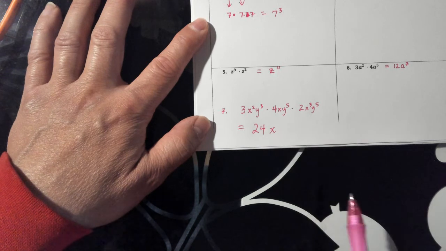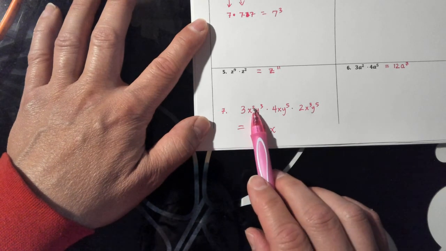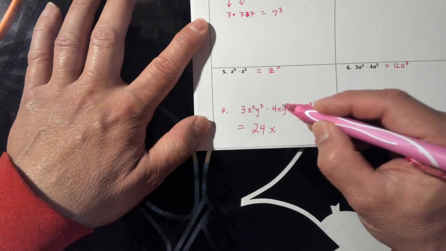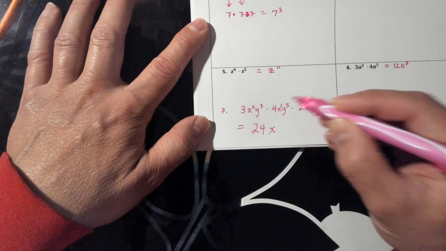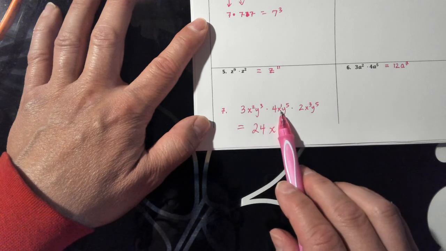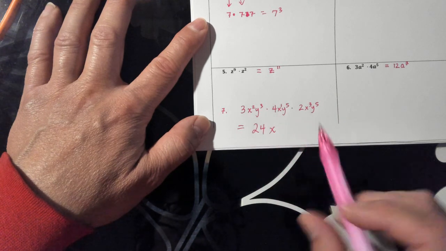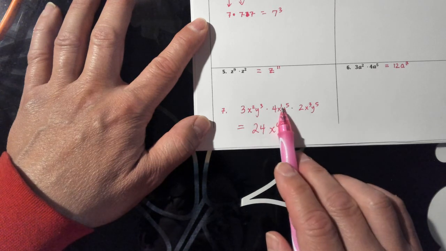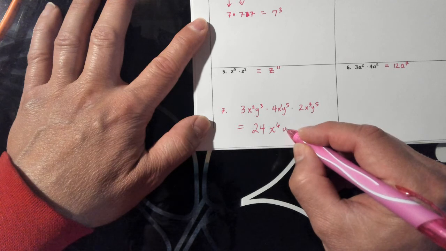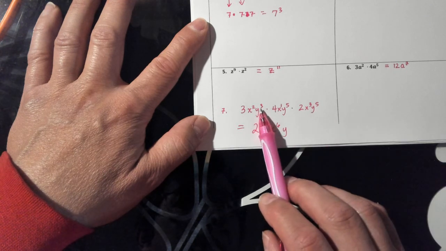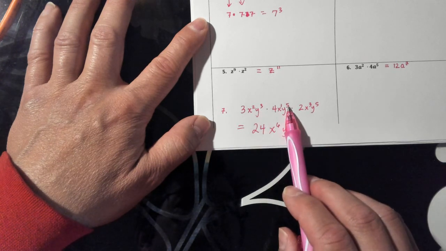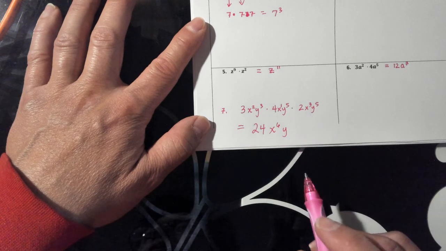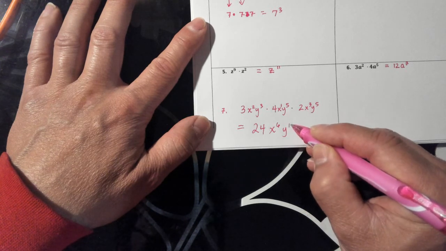Now I'm going to do the x's next. X squared times x to the first. If you don't see an exponent, it's a 1. And we're just adding the exponents. X squared times x to the first times x cubed is a total of 6 x's. 2 plus 1 plus 3. Yep. And y's next. Y cubed times y to the 5th is y to the 8th times another y to the 5th is y to the 13th.